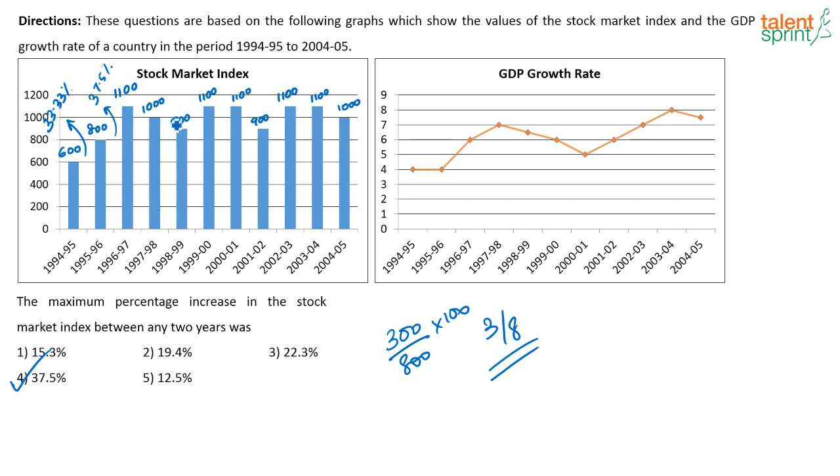Yes? See, for a lot of these years it is decreasing. You can ignore them. Now when you do this 900 and 1100, you have 2 by 9, which is again definitely lesser than 37.5. So obviously 37.5 is going to be your answer.